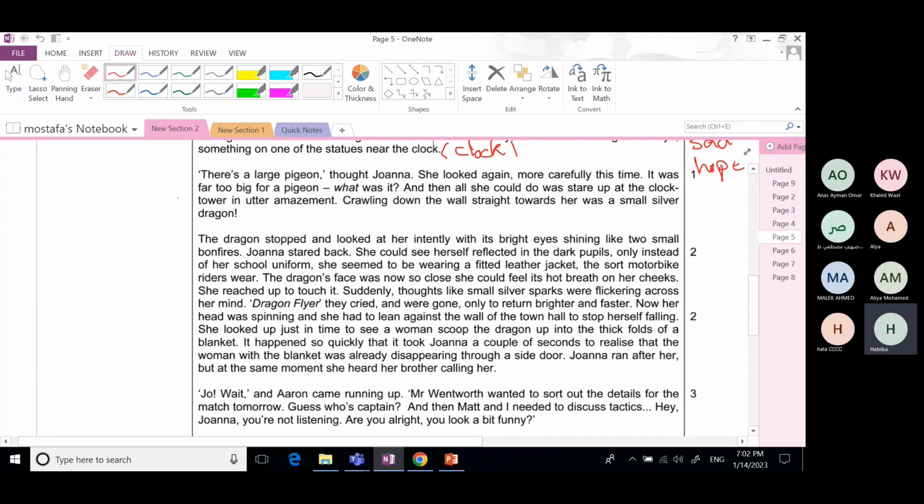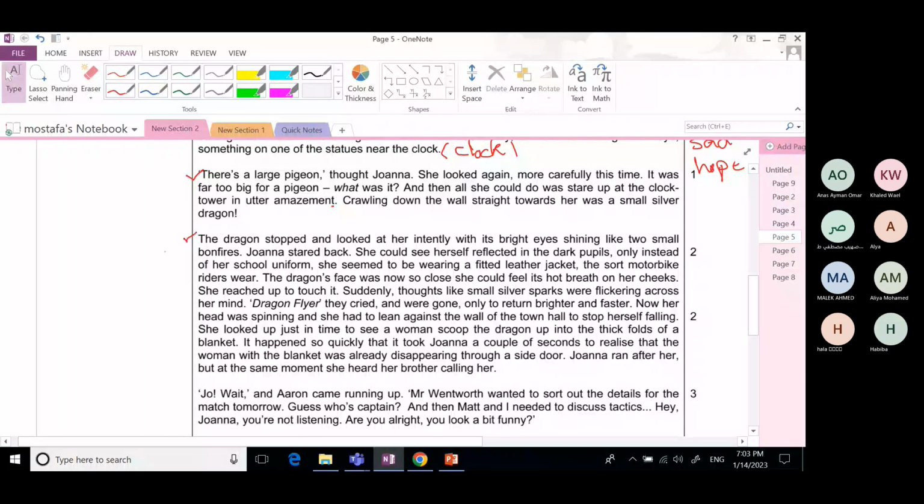Yes. Okay. There is a large pigeon, thought Jonah. She looked again, more carefully this time. It was far too big for a pigeon. What was it? And then all she could do was stare up at the clock tower in utter amazement. Crawling down the wall straight towards her was a small silver dragon.